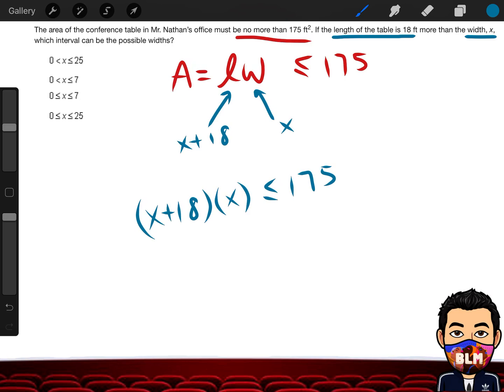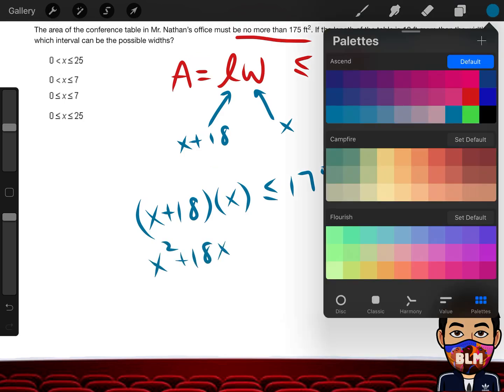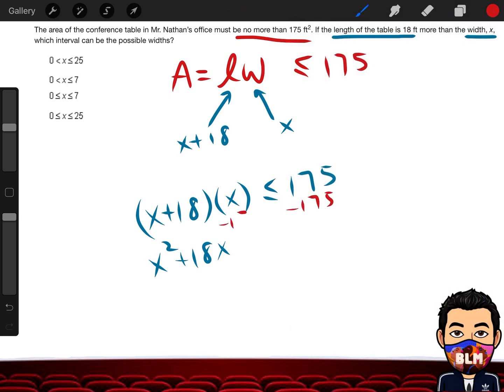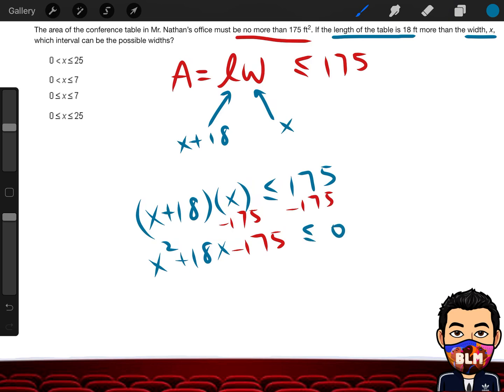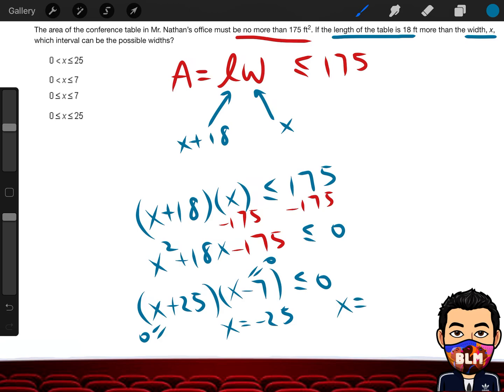So you're going to multiply it. Distribute the x. You're going to get x squared plus 18x. What I'm going to do is subtract 175 on both sides, because I want to set one side equal to 0. So subtract 175. This is going to be less than or equal to 0. I'm going to factor this. That will be x plus 25, x minus 7, less than or equal to 0. You're going to set each expression equal to 0. You're going to find out that x is equal to negative 25, x is equal to 7.